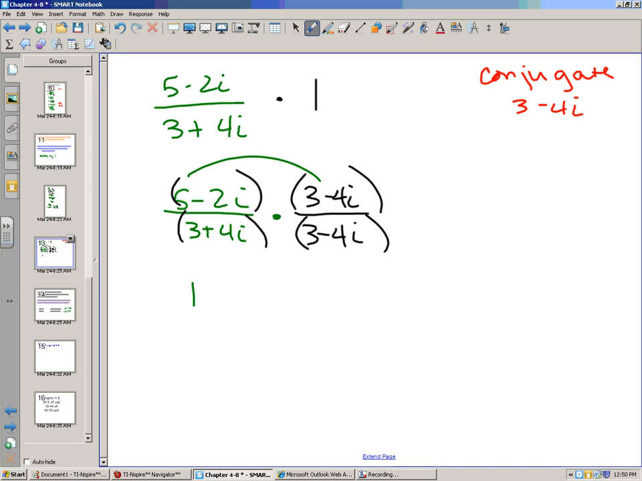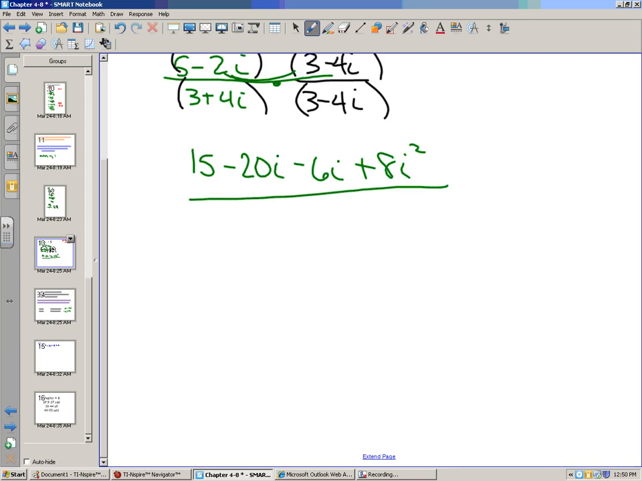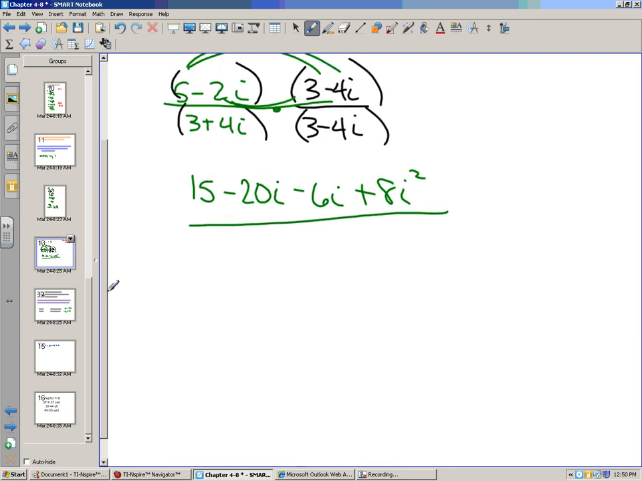5 times 3 is 15. 5 times negative 4, negative 20i. Inner gives me negative 6i. And last gives me 8i squared. The denominator, 3 times 3 is 9. 3 times negative 4 is negative 12i. Inner is positive 12i. And last is 16i squared.